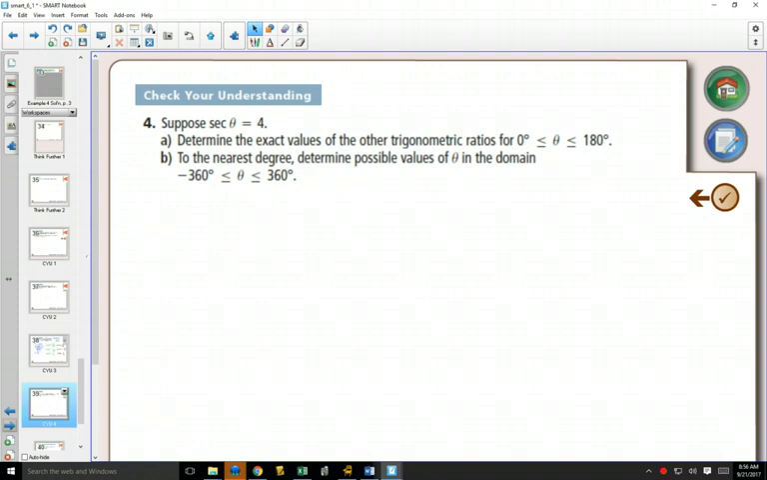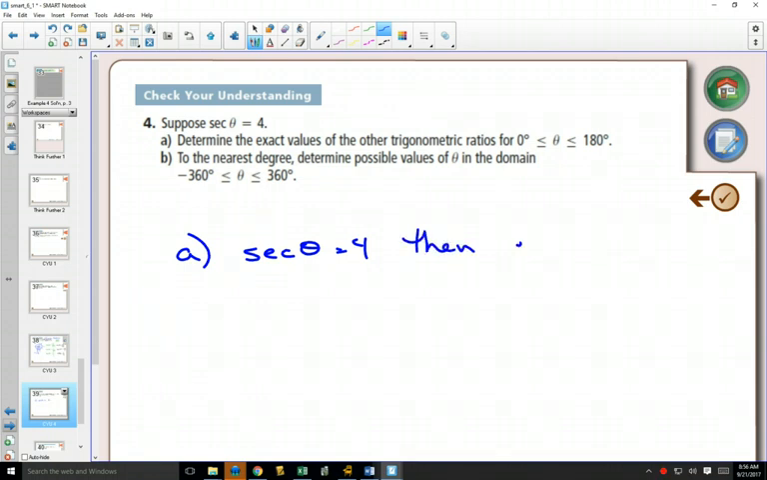So first of all, when you have secant theta is equal to 4, what have you learned about secant? It's the reciprocal of cosine. So if secant theta is equal to 4, then cos of theta is 1 over 4. So our first job, since we know we want to draw a triangle, is to draw that triangle correctly, and then we're going to want to label our reference angle.